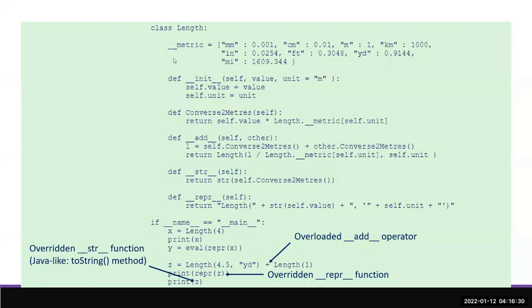We talked about this already. So let's assume that we have a length class, and we can override the constructor and override the add function. So the add function can add two length objects, and we override the plus sign. When we print an object, it will call the string function, and we can also override the representation function. So this is overriding the magic functions.